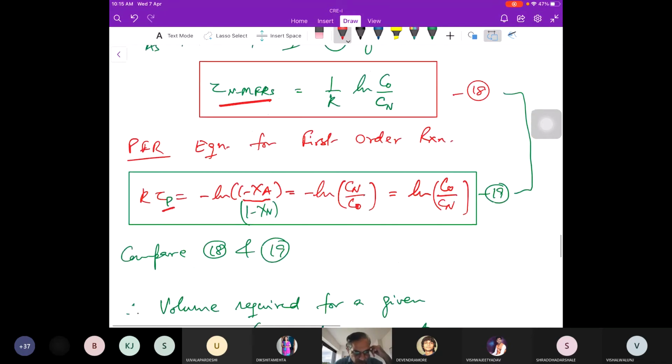Now, if I take 3 reactors, it is closer to PFR. If I take 4, it is still closer to PFR. If I take 5, it's still closer to PFR. That means as I increase the number of MFRs in series, the behavior approaches the behavior of a plug flow reactor, closer and closer. Any doubts, questions on this? Because this is an important concept, you should understand this.